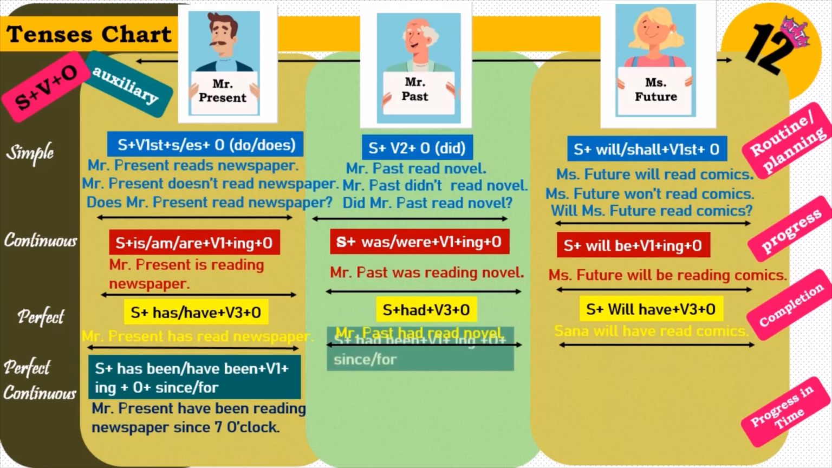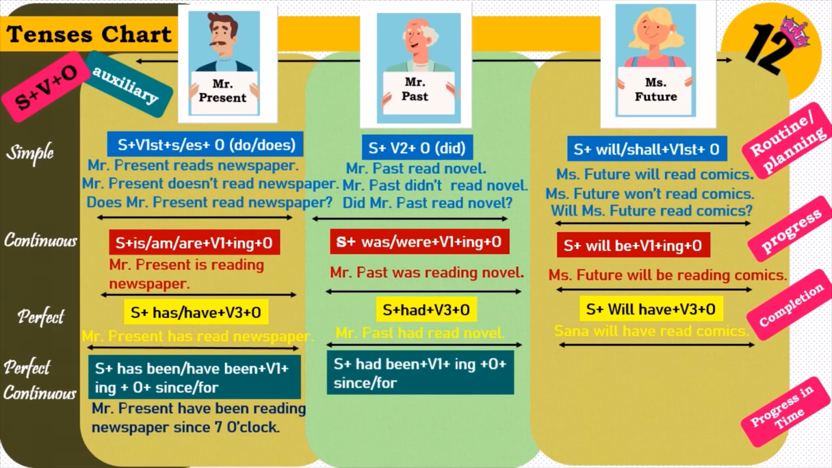Then we have its past feature, and the formula is subject had been verb first form plus ing with the use of since and for. Here we have the sentence. Mr. Past had been reading novel since yesterday.